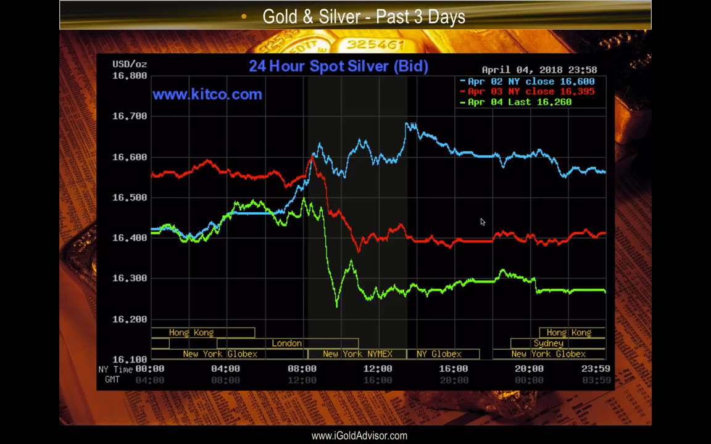But I'm just going to say the gold to silver ratio has to come down in no uncertain terms within the next several months, or we're going to have to radically alter our perspective for the precious metals.